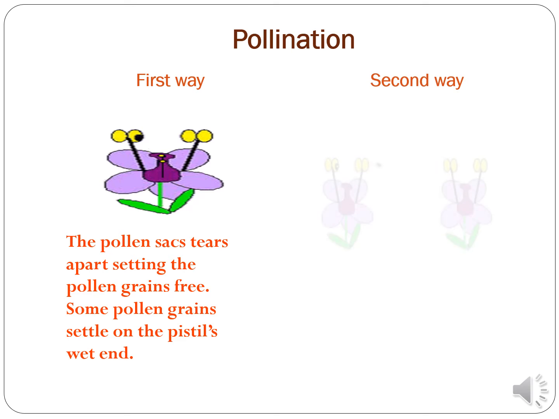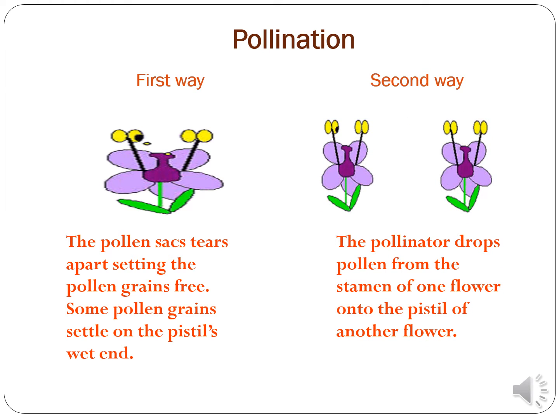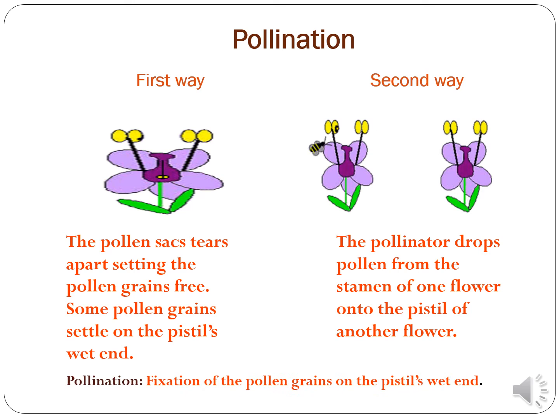The second way, between 2 flowers. The pollinators, such as a bee or a butterfly, drop pollen from the stamen of one flower onto the pistil of another flower. So, pollination is fixation of the pollen grains on the pistil wet end.